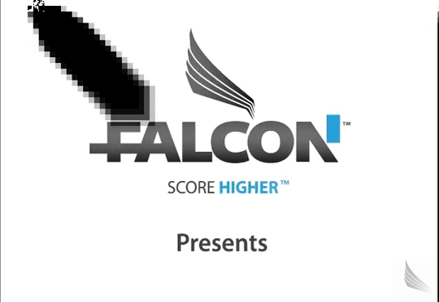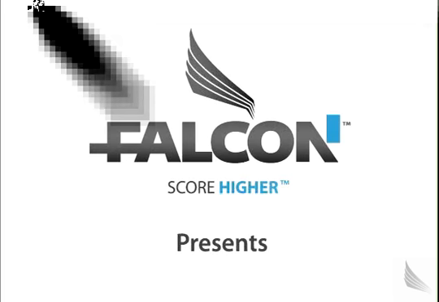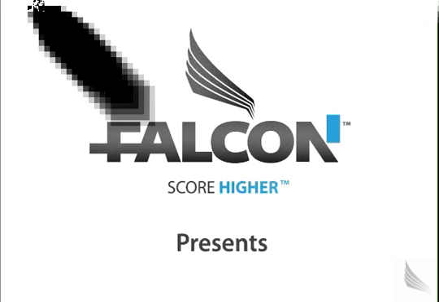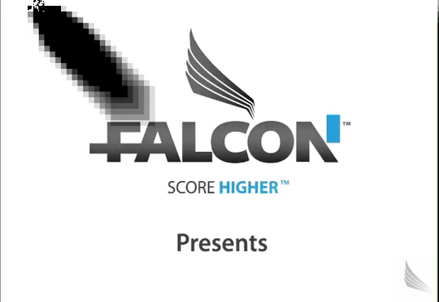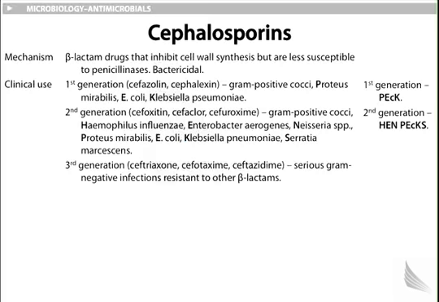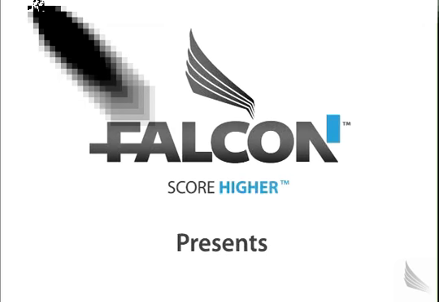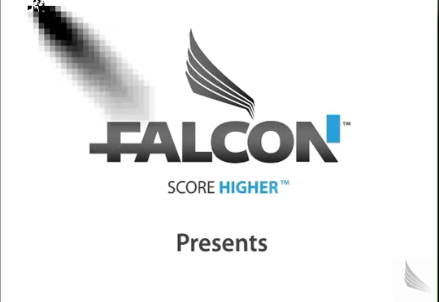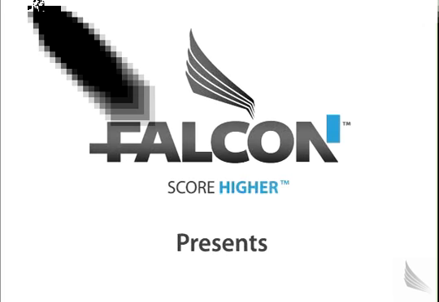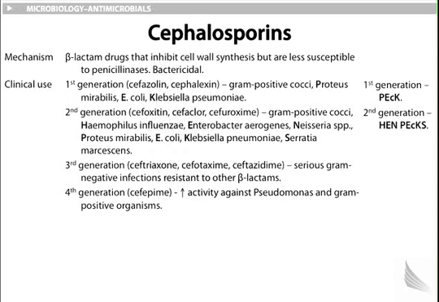These are used for serious gram-negative infections resistant to other beta-lactams. We use these for meningitis. Most of them penetrate the blood-brain barrier well. Examples for use include ceftazidime for Pseudomonas and ceftriaxone for gonorrhea. The fourth generation cephalosporin is cefepime. It has increased activity against Pseudomonas and gram-positive organisms.